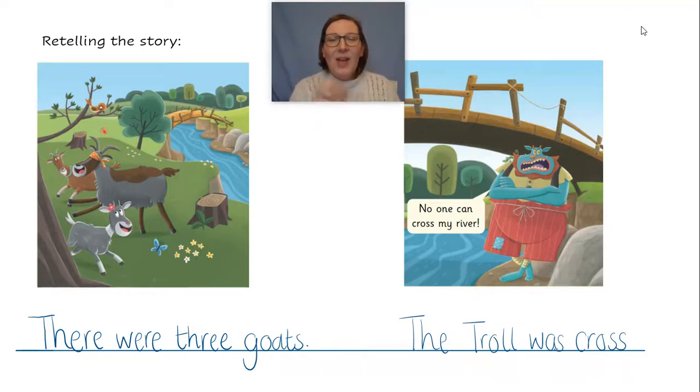Okay, so in the story, the troll is saying no one can cross my river. That means to go across something, to move from one point to another point. That's called a homophone when we have a word that has 2 different meanings.